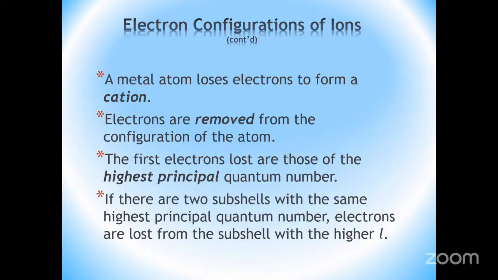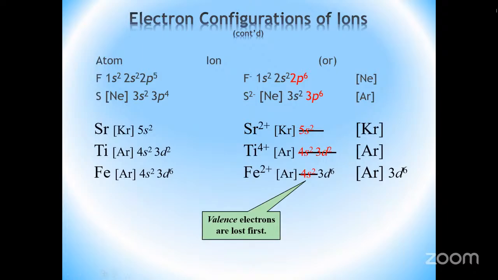Now, if there are two subshells within the same valence shell, then the electrons are lost from the subshell with the higher L value, or the one that has a higher energy, within the shell. So let's look at some examples right here.